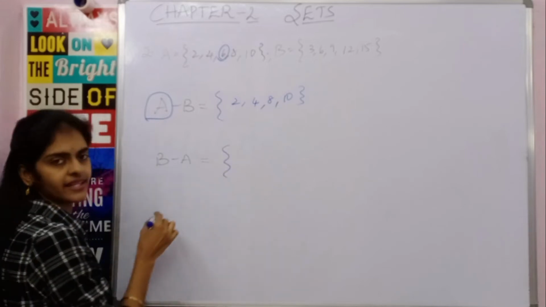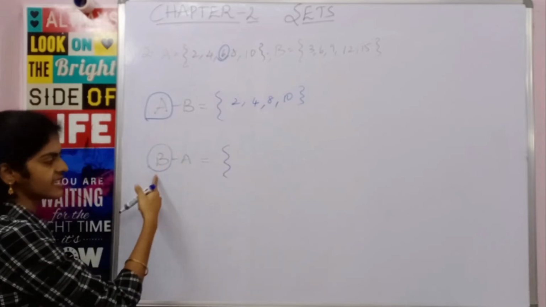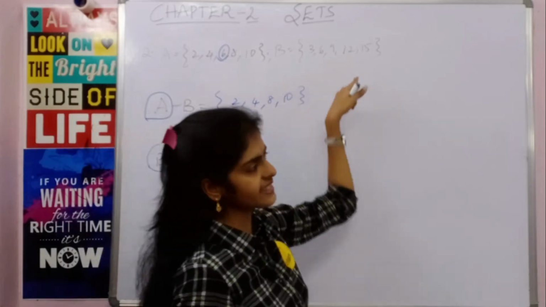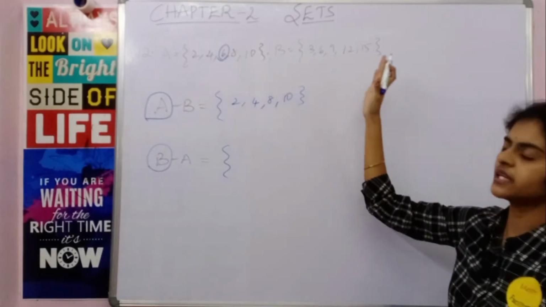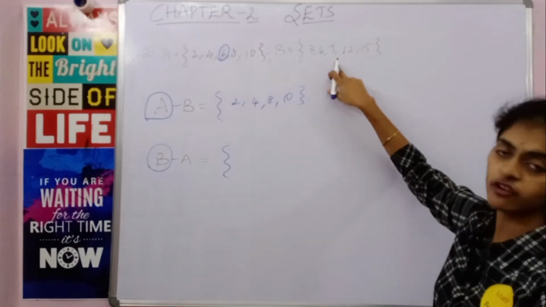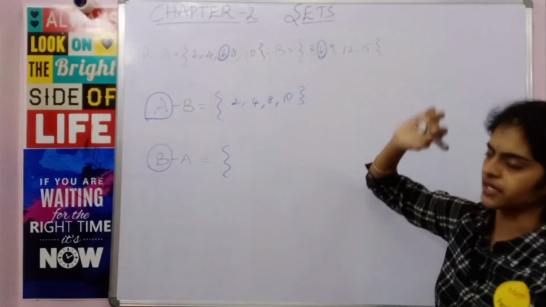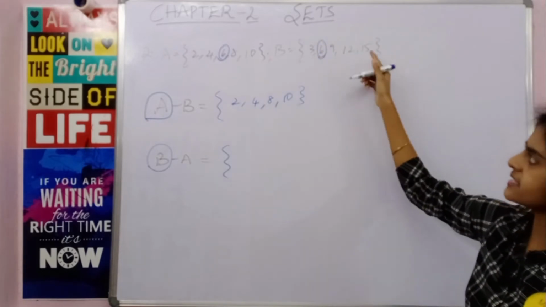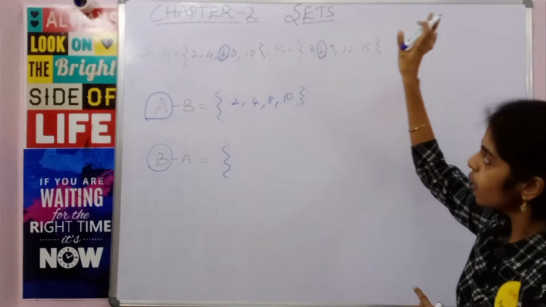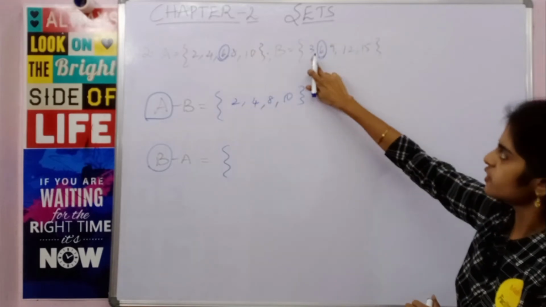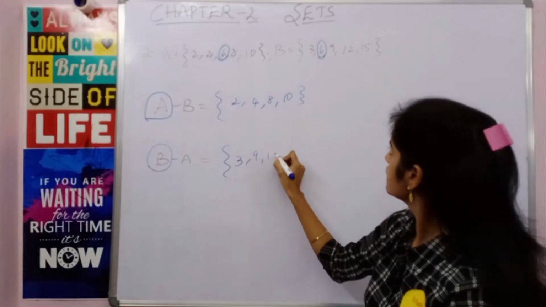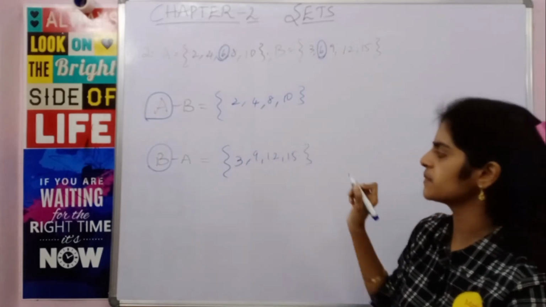Now what is B minus A? In B minus A you will consider the set B. So you will go for this set, and in this set B you will check what are the common elements of A and B. As we have already checked, 6 is the only common element of A and B. Now all other elements are only elements of set B, they are not the elements of set A. So you can consider all these elements for B minus A. So 3, 9, 12, 15 are the elements of B minus A.